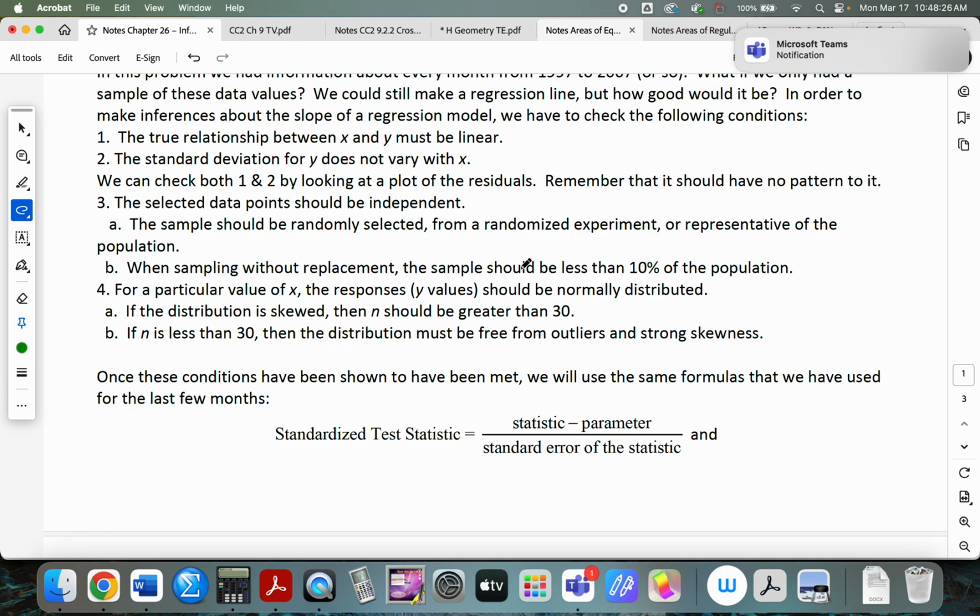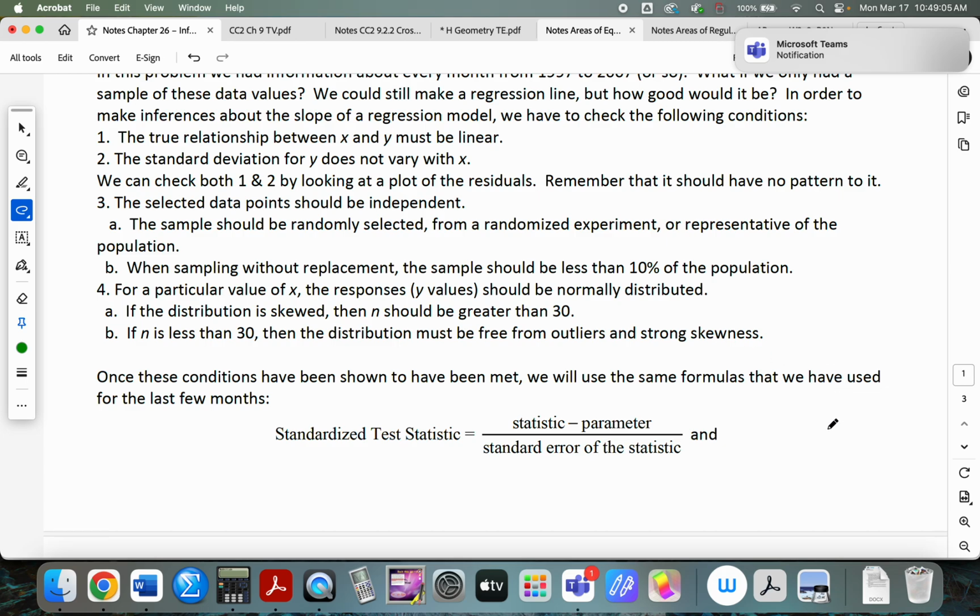When sampling without replacement, the sample should be less than 10% of the population. That's one that we've done over and over again. That's to ensure independence. For a particular value of X, the responses, that is the Y values, should be normally distributed. So if the distribution is skewed, we need to have more than 30. In fact, if you have more than 30, you don't have to do anything else. All right, and this is all really familiar to you, right? If n is less than 30, the distribution must be free from outliers and strong skewness. Again, same thing we've done a couple of times.